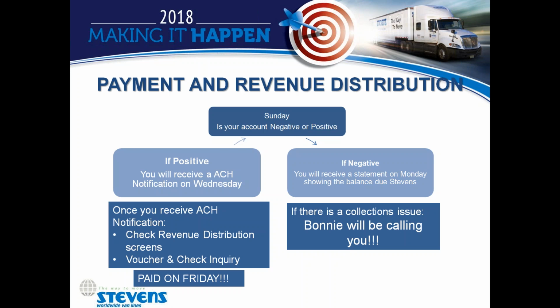So, go ahead. Okay, so I put together a little flow chart. It's not the best flow chart, but at least you have an idea on it. So on Sunday, you can look at your account, or first thing Monday morning, and say, is your account in a negative or a positive? So if it's in the positive, you will receive an ACH notification on Wednesday. And once you receive that ACH notification, you should check the revenue distribution screen to make sure that we've paid you for all of your services that you've performed.